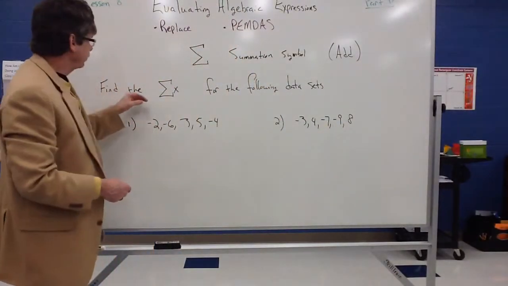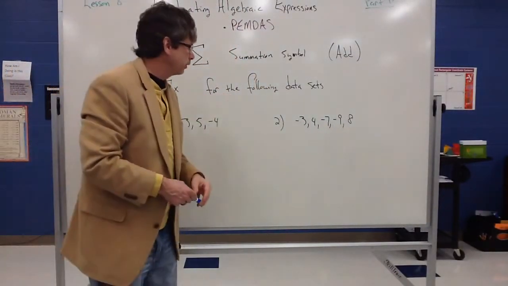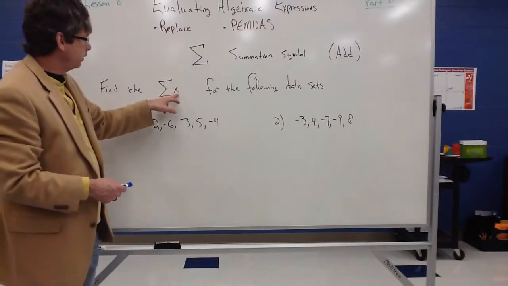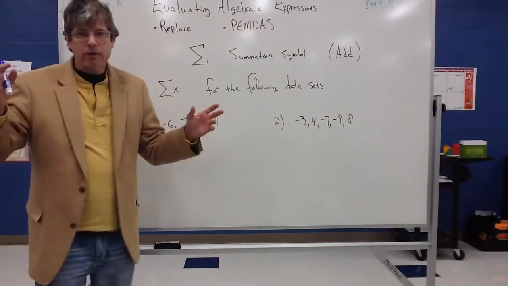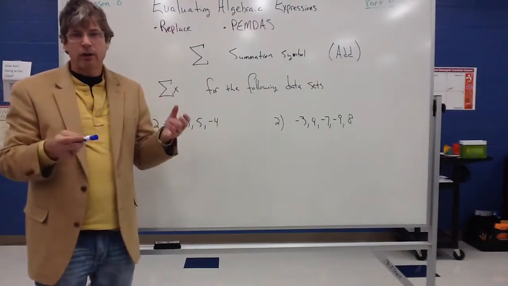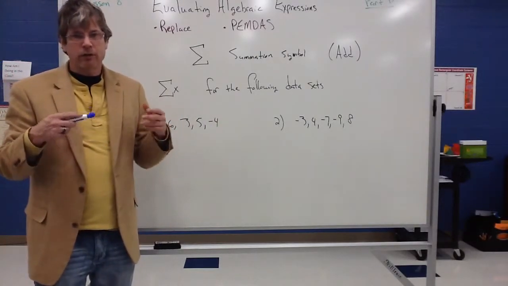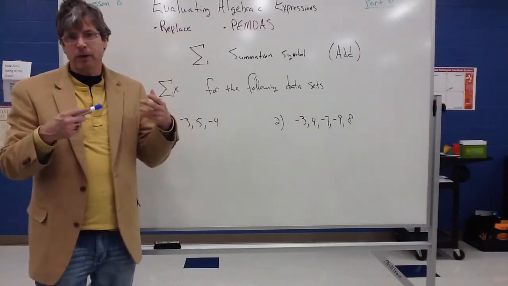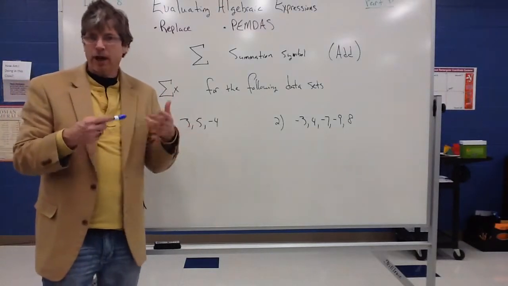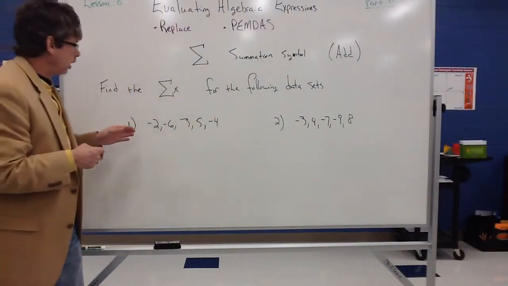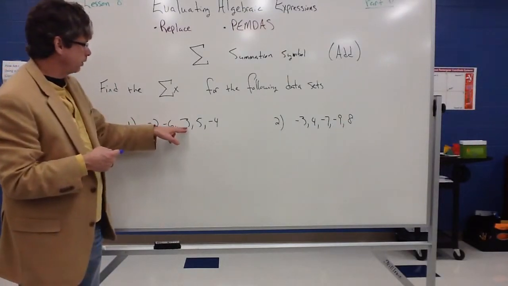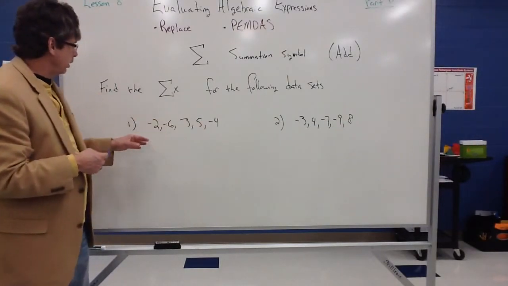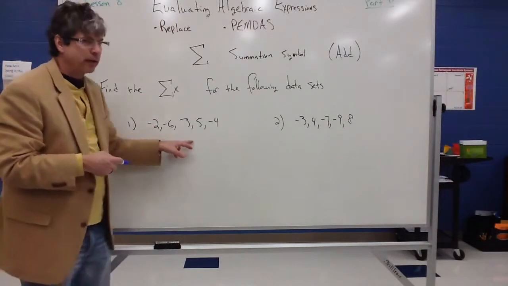So find the summation of x for the following data sets. In this case, x just represents the data that we're putting together. Remember, in the real world, you have to collect some kind of data. Right now, if you follow any of the elections, all these polls making predictions, they're gathering data. Our data in this case is just 5 numbers: -2, -6, 3, 5, and -4. The summation symbol just means add this data together.